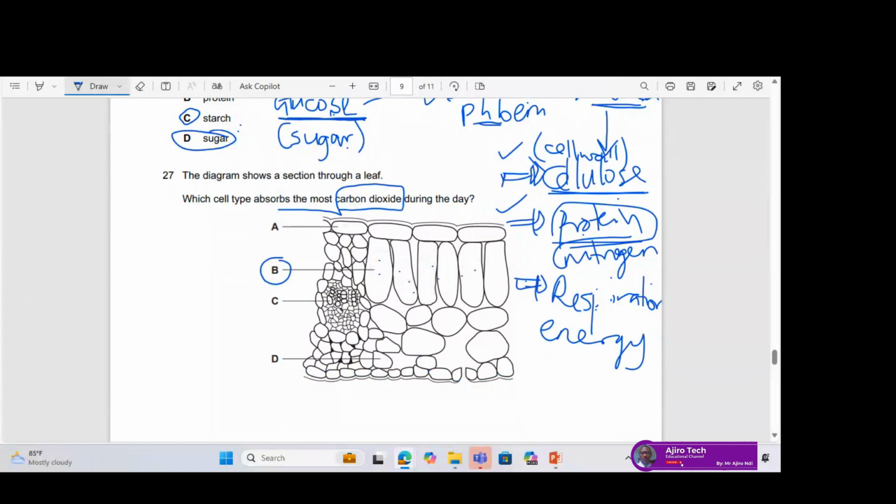Very good. What's the name of parts labelled A, C, and D? A is epidermis. Then C is spongy mesophyll. What did you say A is? Epidermis cell, yes. C is the spongy mesophyll, and are you sure C is the spongy?